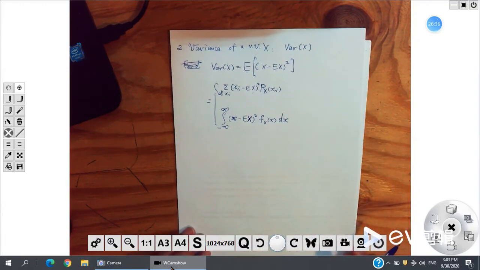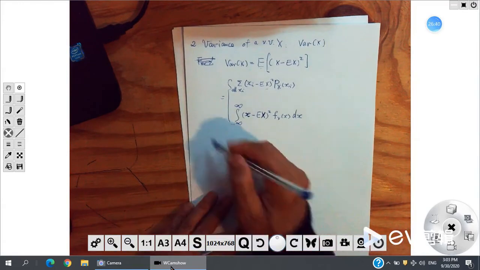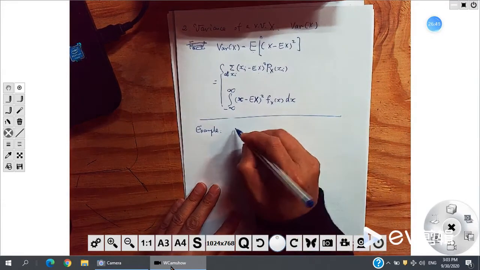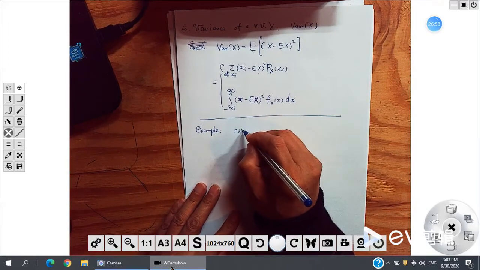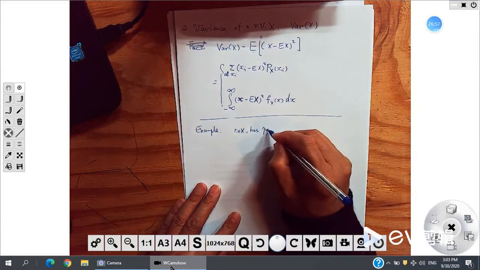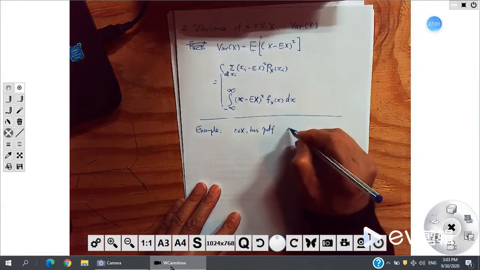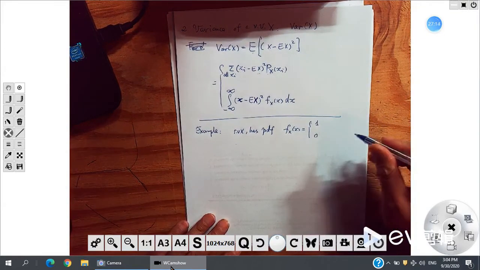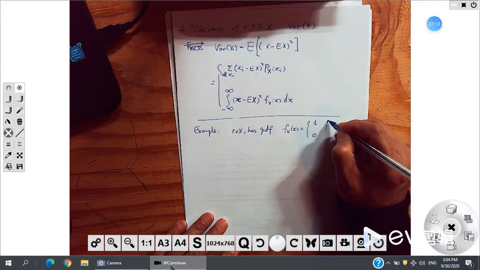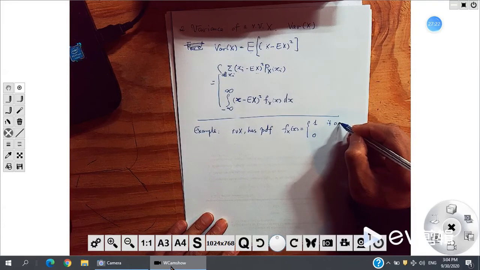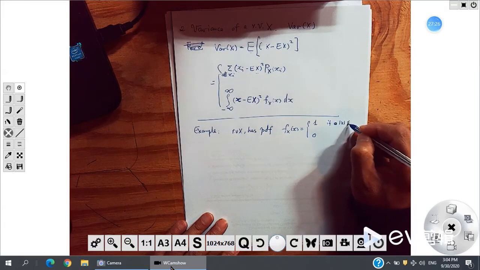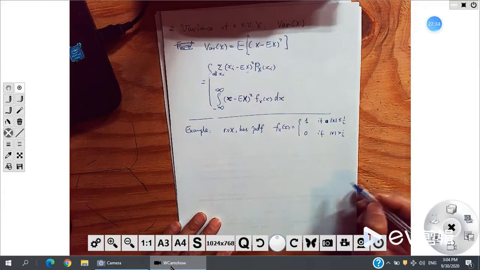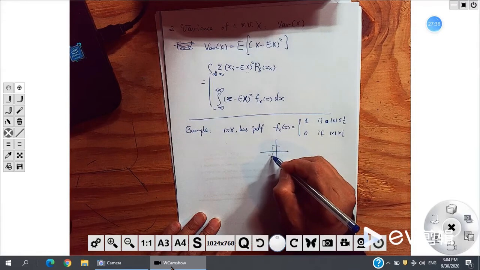So this is the variance. And what is the meaning of a variance? I use an example to explain it. Example: I have a random variable X that has a PDF. Now I use a continuous one as the example. It has a PDF fX of x equal to 1 if x is smaller than 1/2, and 0 if x is larger than 1/2. So it looks like this: negative 1/2, positive 1/2, and here is 1.